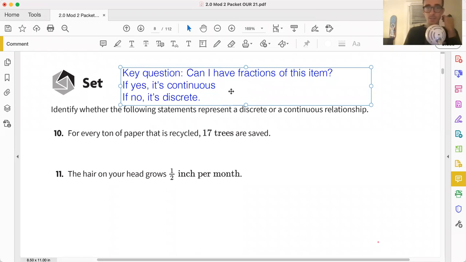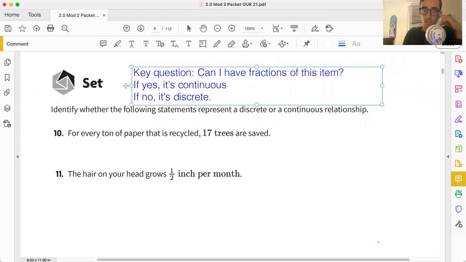The key question you need to ask yourself, as we saw in the lab, some graphs might just have dots over and over. Some will have dots and the line that cuts through it to show fractions. The key thing to ask in the set is, can you have fractions of the item that's being described? If you say yes, it's considered continuous, meaning that you can draw a straight line and it would be able to describe the pattern. However, if you're saying no, it can't have fractions of the item, like you can't have a fraction of a person or a fraction of a cat, then it would be discrete and just have dots to make that up.